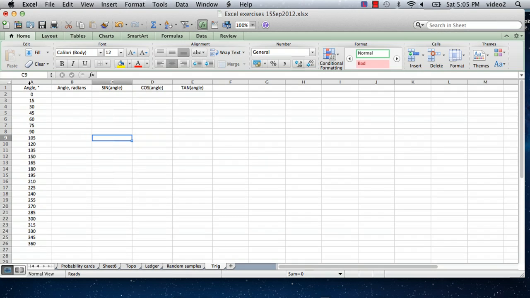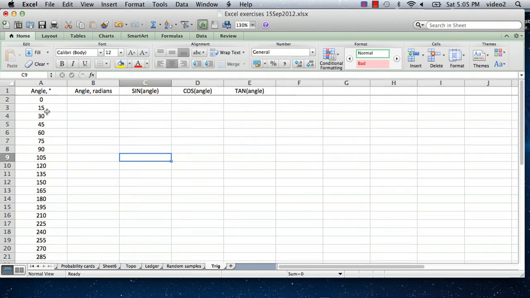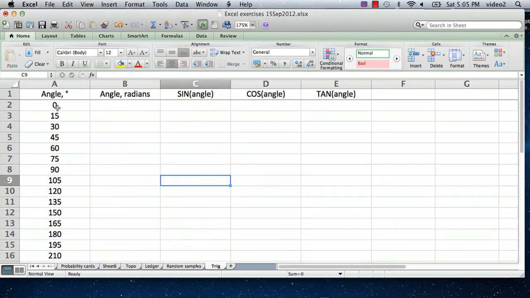I have a spreadsheet already here, and what I have is the angles in degrees from 0 to 360 by increments of 15, and it's going to blow up a little bit here. And the important thing to know with the trig functions in Excel is that they want to have the angles in radians, because that's more standard, that's more common a lot of times in trig, depending on the application and the field you're in.